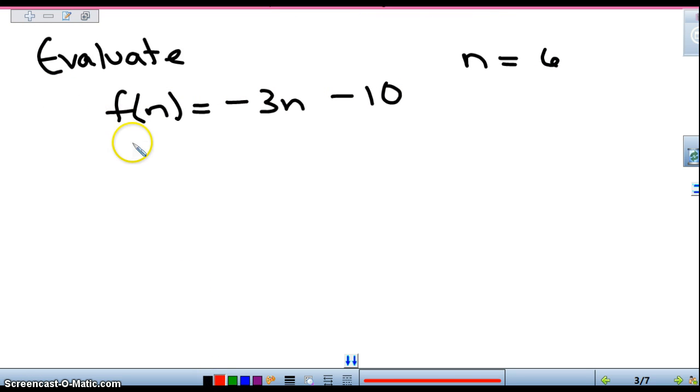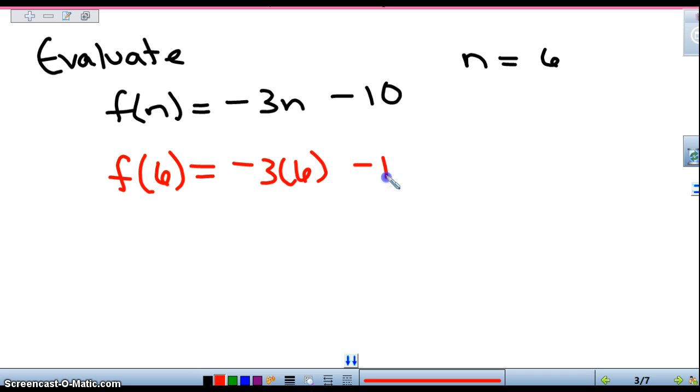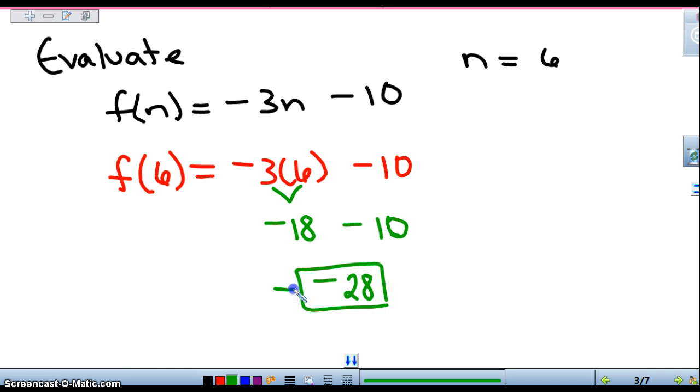If we have to evaluate f of n equals -3n minus 10, that means we're substituting n with 6. So what do we get as an output when our input is 6? I've substituted my n's with 6. -3 times 6 is -18, minus 10. -18 minus 10 is -28. So -28 is equal to f of 6.